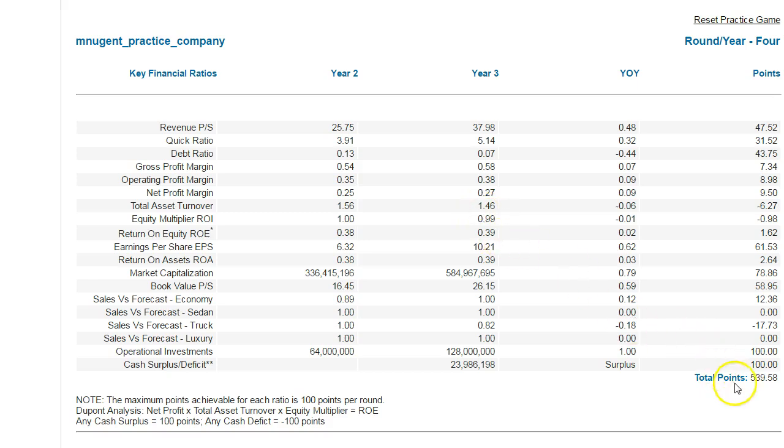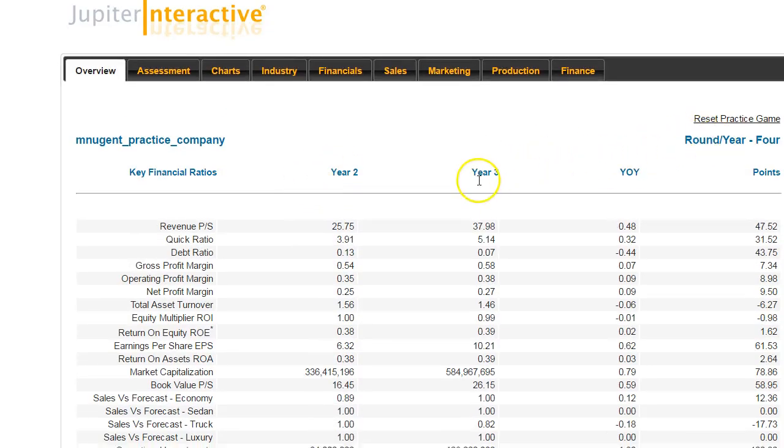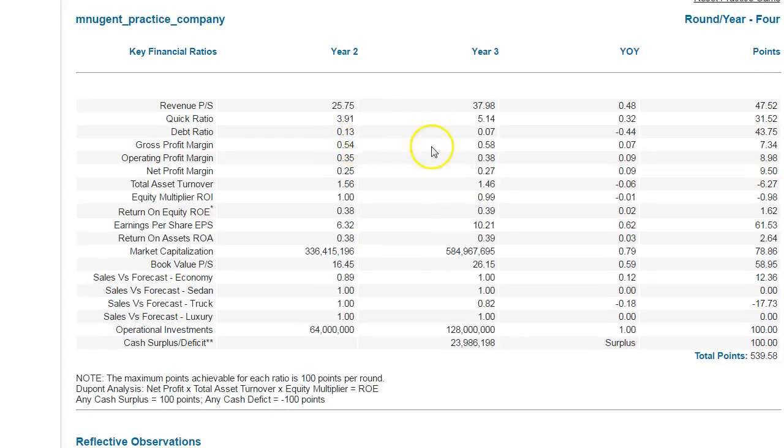And I got 500 points, which is good because I'm looking to get over 425 points each round. So now I'm in year 4, and let's see. I was able to increase my profit margins by 2%. My operating profit margins and my net profit margins followed through because I was very conservative, and I analyzed my advertisements very well. I had my operational investments, and I had a surplus.